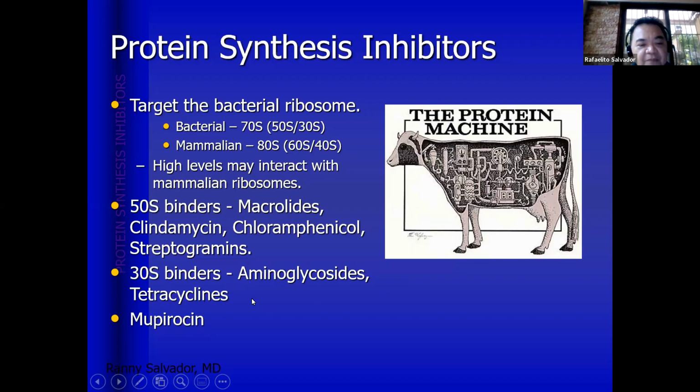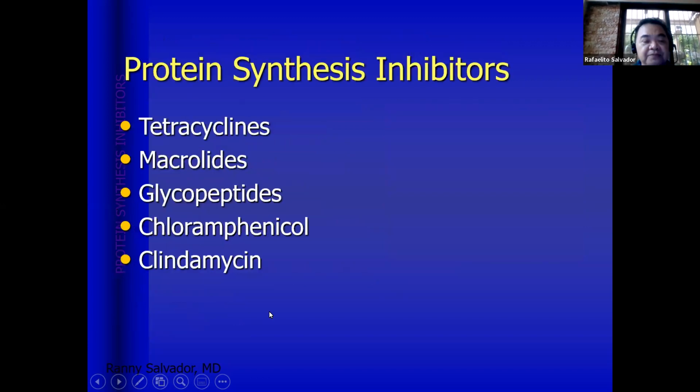And of course, you have to review mupirocin. You read your textbook later, or you have already encountered how it acts. This one is a topical agent, usually popular when we have wounds. The popular brand is Bactroban. So we'll go to the more popular protein synthesis inhibitors, which are the tetracyclines, macrolides, glycopeptides, chloramphenicol, and the clindamycins.